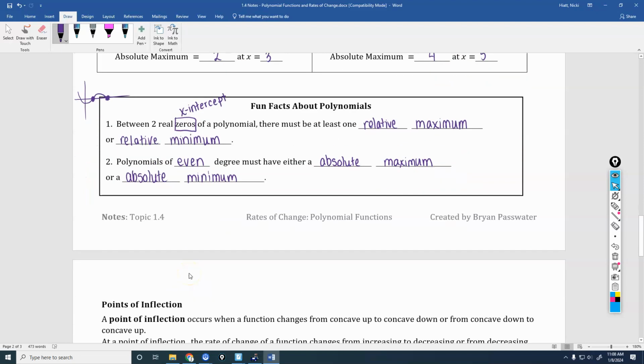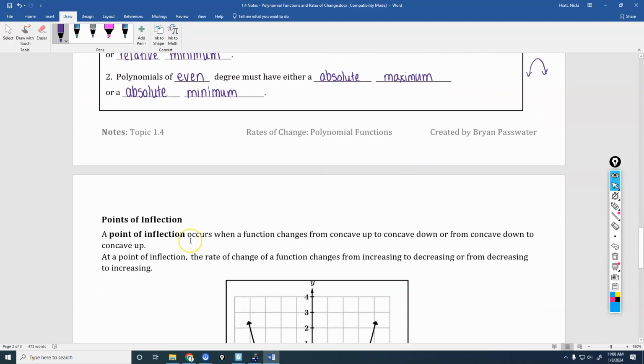But even degree, we're going to talk more about in end behavior later, but like quadratic, it's either going to look like this or this. Both ends of the graph are going to go in the same direction. So you have to have an absolute max or absolute min. Fourth, sixth, eighth degrees, they have that same property there.